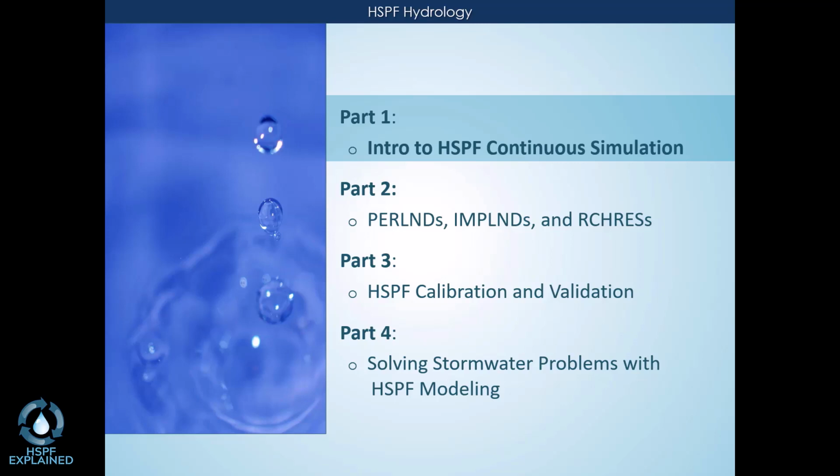It's followed by part two, which describes the specifics of how runoff is calculated for both pervious and impervious land, and then routed through conveyance systems, which can be streams, lakes, stormwater systems, etc. Part three is all about making sure that the model results reflect real-world conditions. And finally, part four is how to use HSPF to solve stormwater problems.